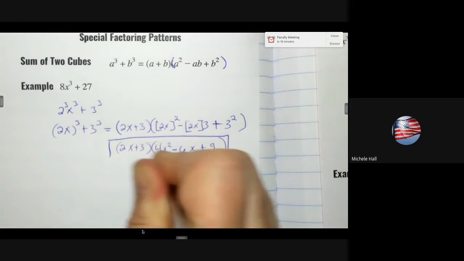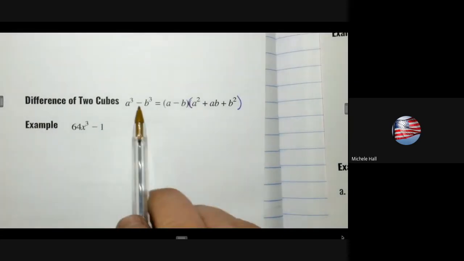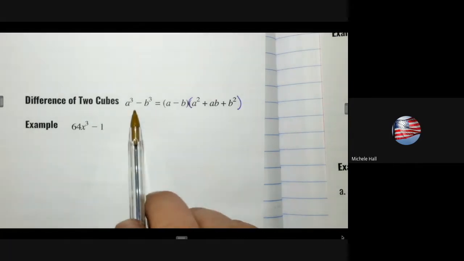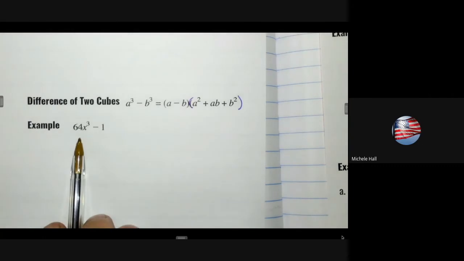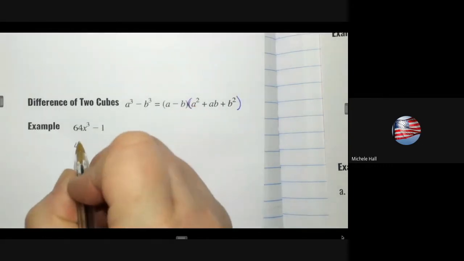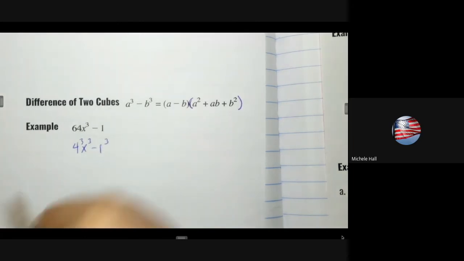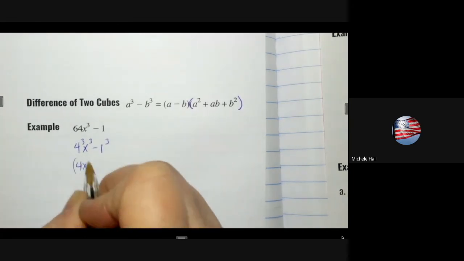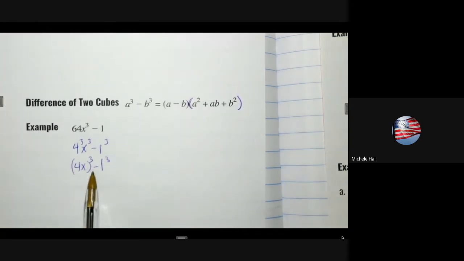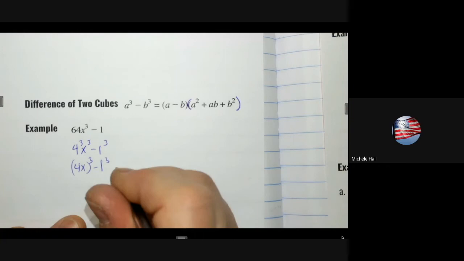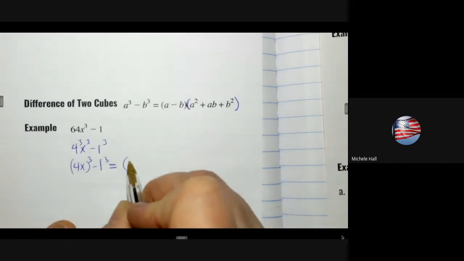Final answer, 4 factoring. Example 2, now we have the difference of cubes, and the pattern is the same. It's going to be a minus b, and then it's all plus signs. First thing, need to make this look like a cube. So that's going to be 4 cubed, x cubed minus 1 cubed. And again, 4x cubed minus 1 cubed. Now I have the difference of cubes. I can clearly see what those numbers are going to be. So we take exactly what we see, 4x minus 1.